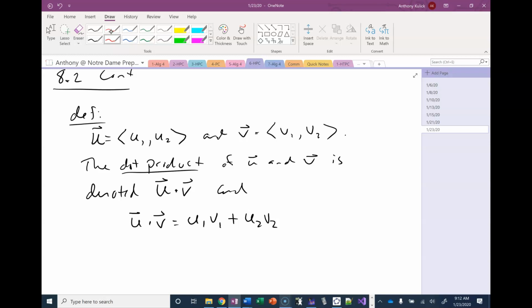Everybody's okay there? Okay. What else do you notice that's a little bit odd about this dot product? What are we getting back when we take the dot product of two vectors?